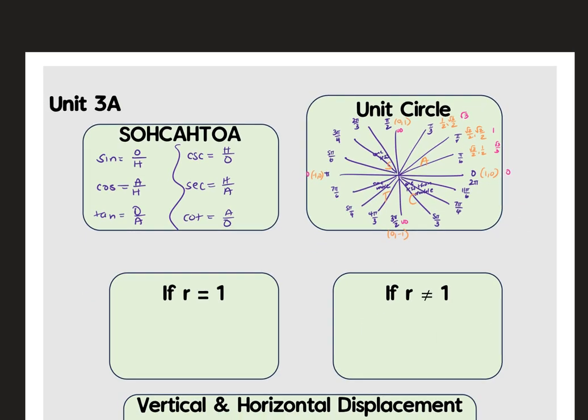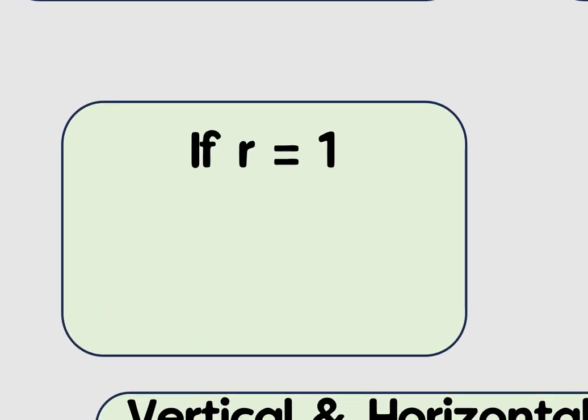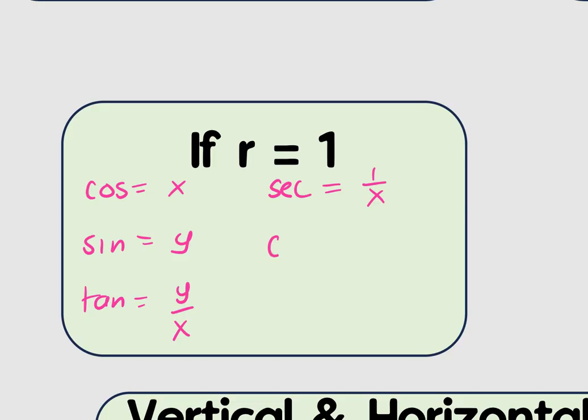All right, so if r equals 1, your cosine is your x, your sine is your y, your tan is your y over your x. Your secant would be 1 over x, your cosecant would be 1 over y, and your cotangent would be x over y. That is on your natural unit circle. So the unit circle has a radius of 1.